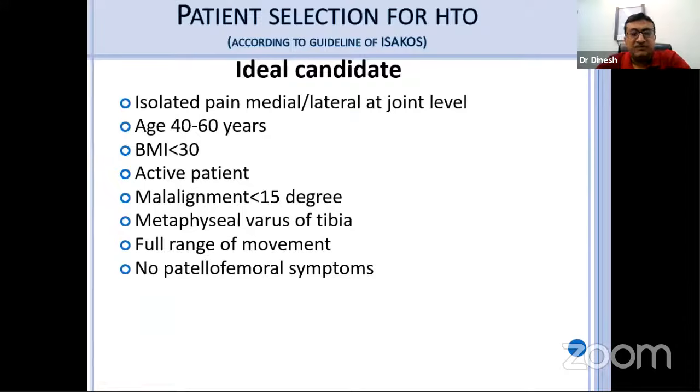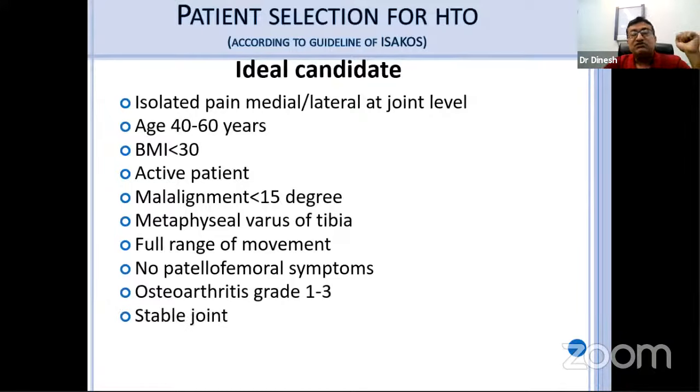There should not be any patellofemoral symptoms. There should be early osteoarthritis, grade 1 to 3. The patient should have a stable joint, which means a stable cruciate and lateral collateral ligament. And the patient should not be a smoker, otherwise it can lead to delayed union or non-union.